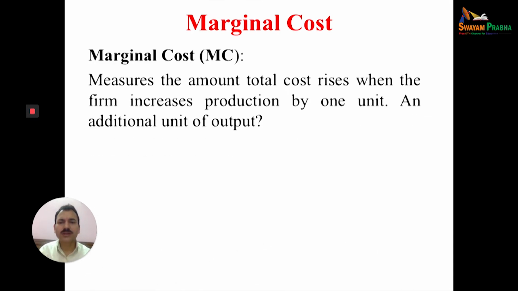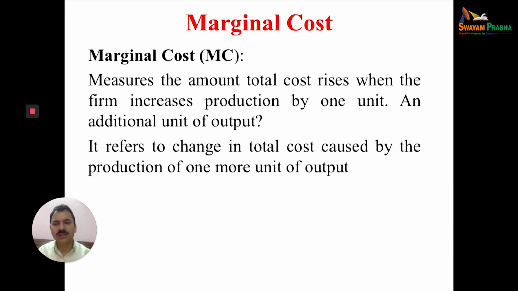Marginal cost measures the amount of total cost that arises when the firm increases the output by one unit, an additional unit of output. It means marginal cost is the additional cost, the change in total cost due to a change in output.